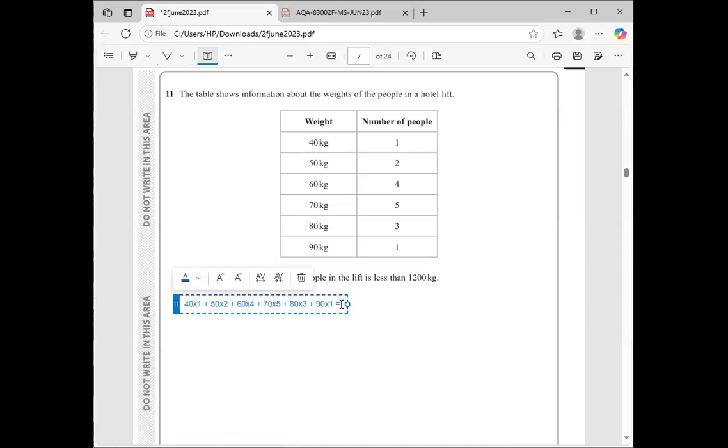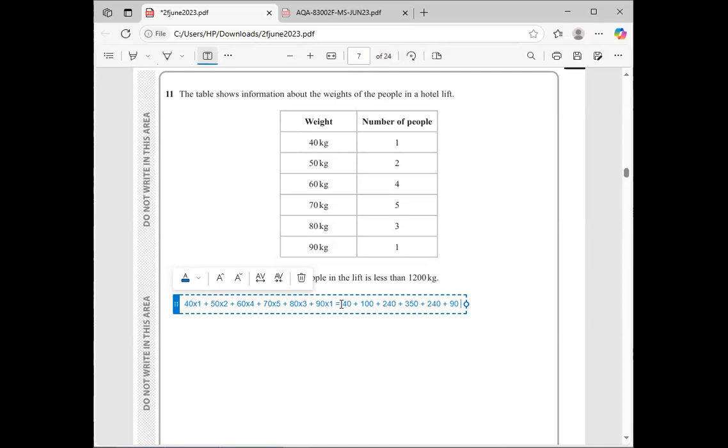while I can do this, that's going to give me 40 plus 100 plus 240 plus 350, because 7 times 5 is 35, plus 240 again, because 8 times 3 is 24, plus 90 times 1 is 90.